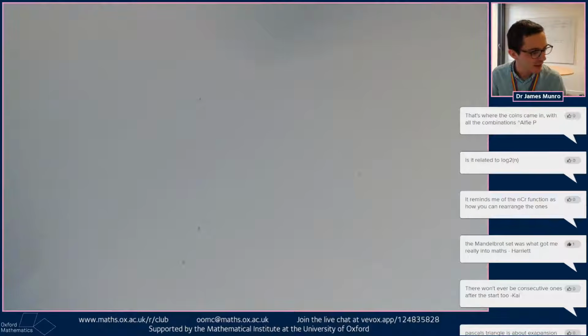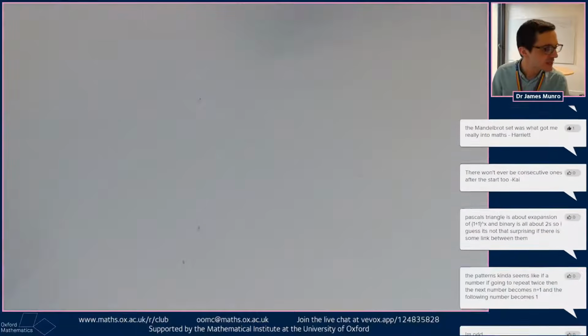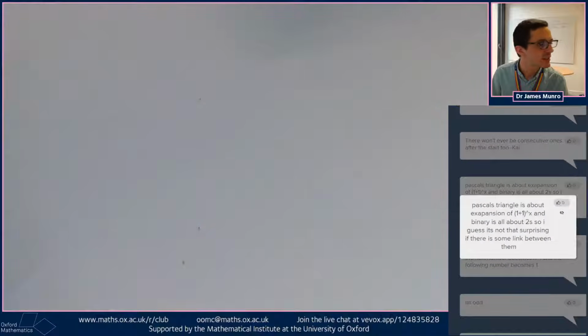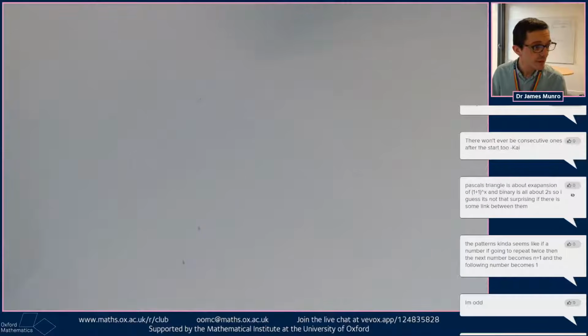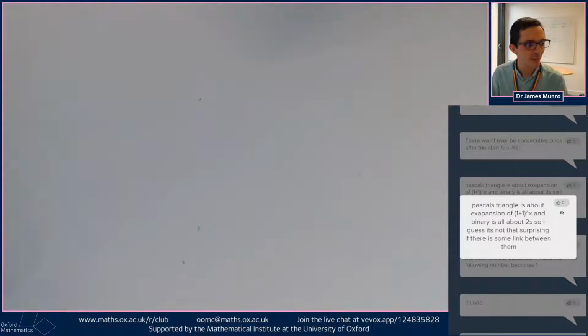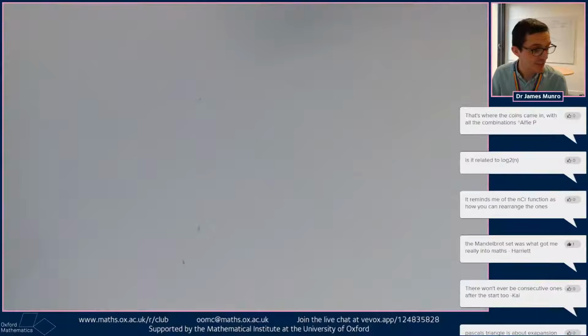Good, okay. Expanding 1 plus 1 to the x. I missed this. Who said this? This is really interesting. Expansion of 1 plus 1 to the x. Binary's all about 2s. Yep. If you haven't done the expansion of 1 plus 1 to the power of whole number x, you should give it a go. And you know what that is really, because you know that's 2 to the x. So there's a relationship between Pascal's triangle and powers in there as well, if you haven't seen that before.